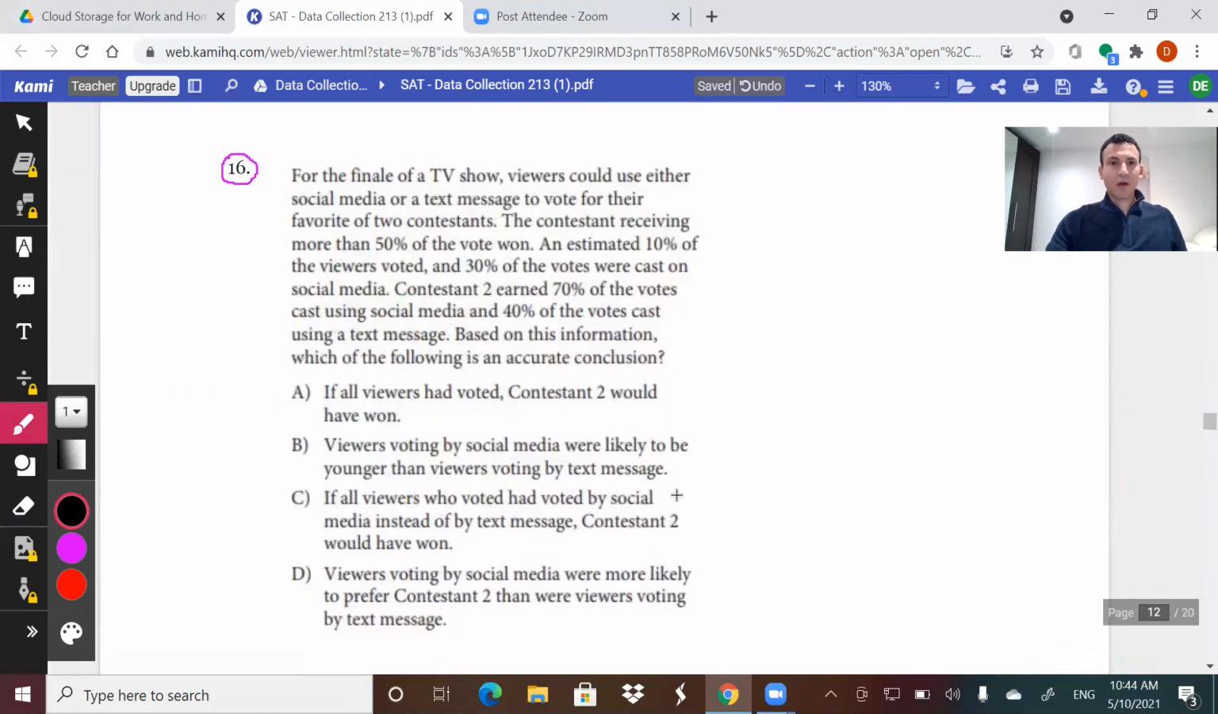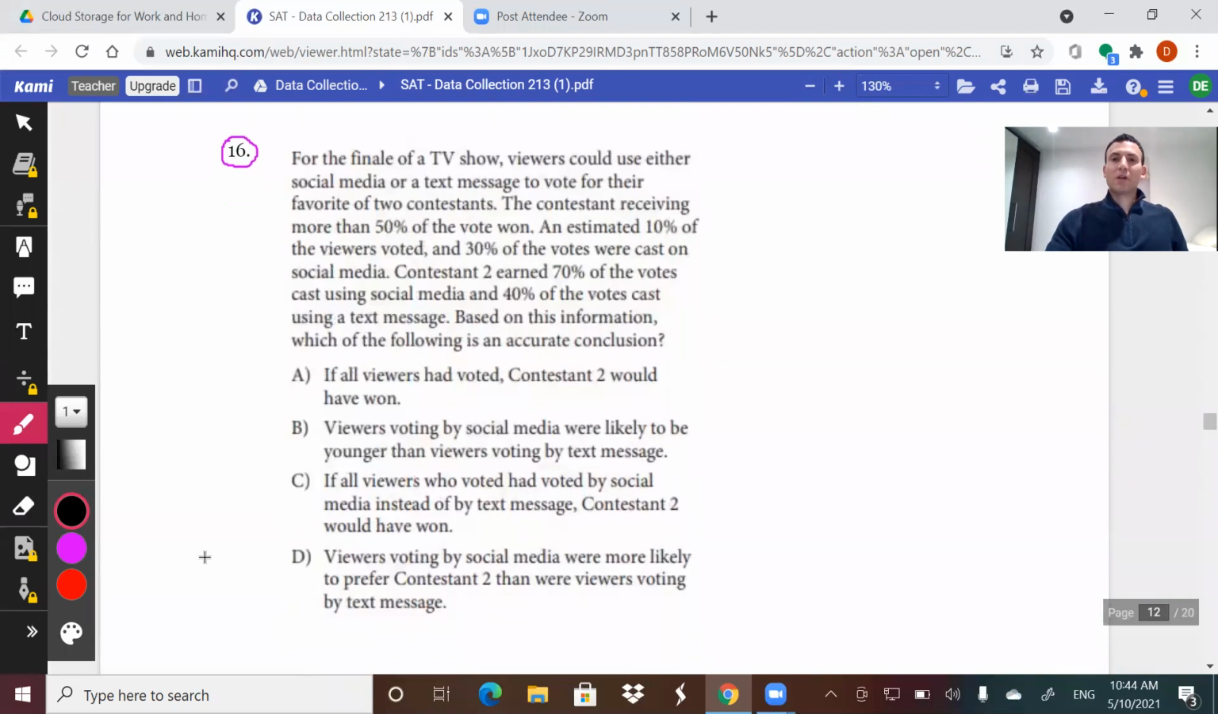Okay. So 16 is a tough one. 16, there's a lot of noise and it tends to confuse people. So we'll do this one together. If you want to try it on your own, you can just pause the video. But anyway, for the finale of a TV show, viewers could use either social media or text message to vote for either of their 2 favorite contestants. The contestant receiving more than 50% of the vote won. An estimated 10% of the viewers voted.